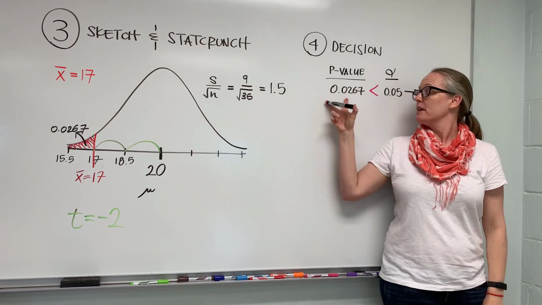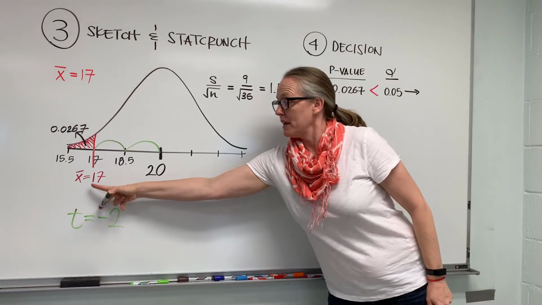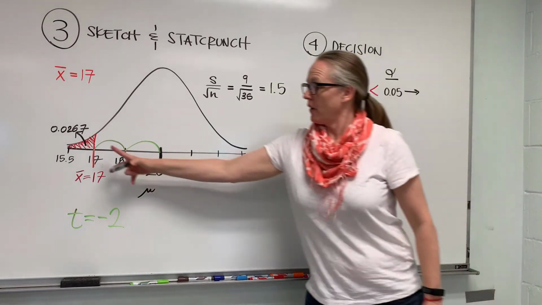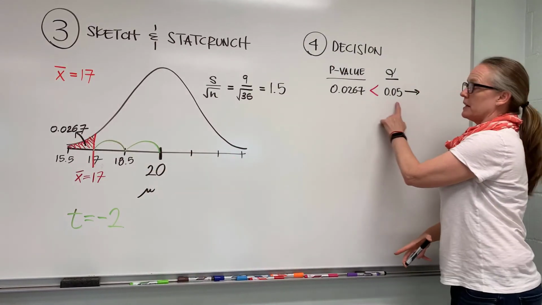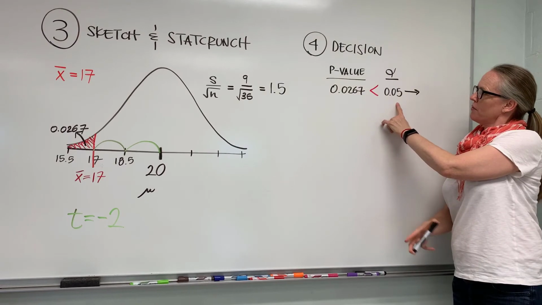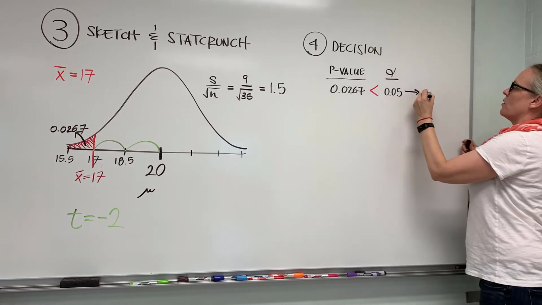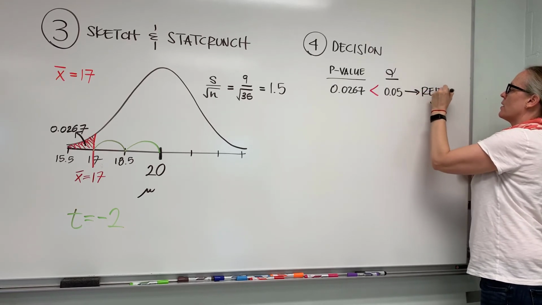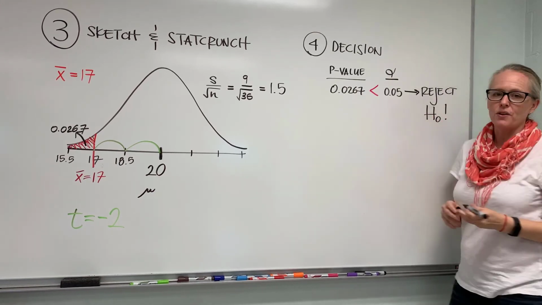So we have some pretty significant and compelling evidence here that came about from our mean being 17. It produced an area to the left that is quite small, as we can see, in comparison to our alpha. So when our p-value is smaller than alpha, we reject the null hypothesis.